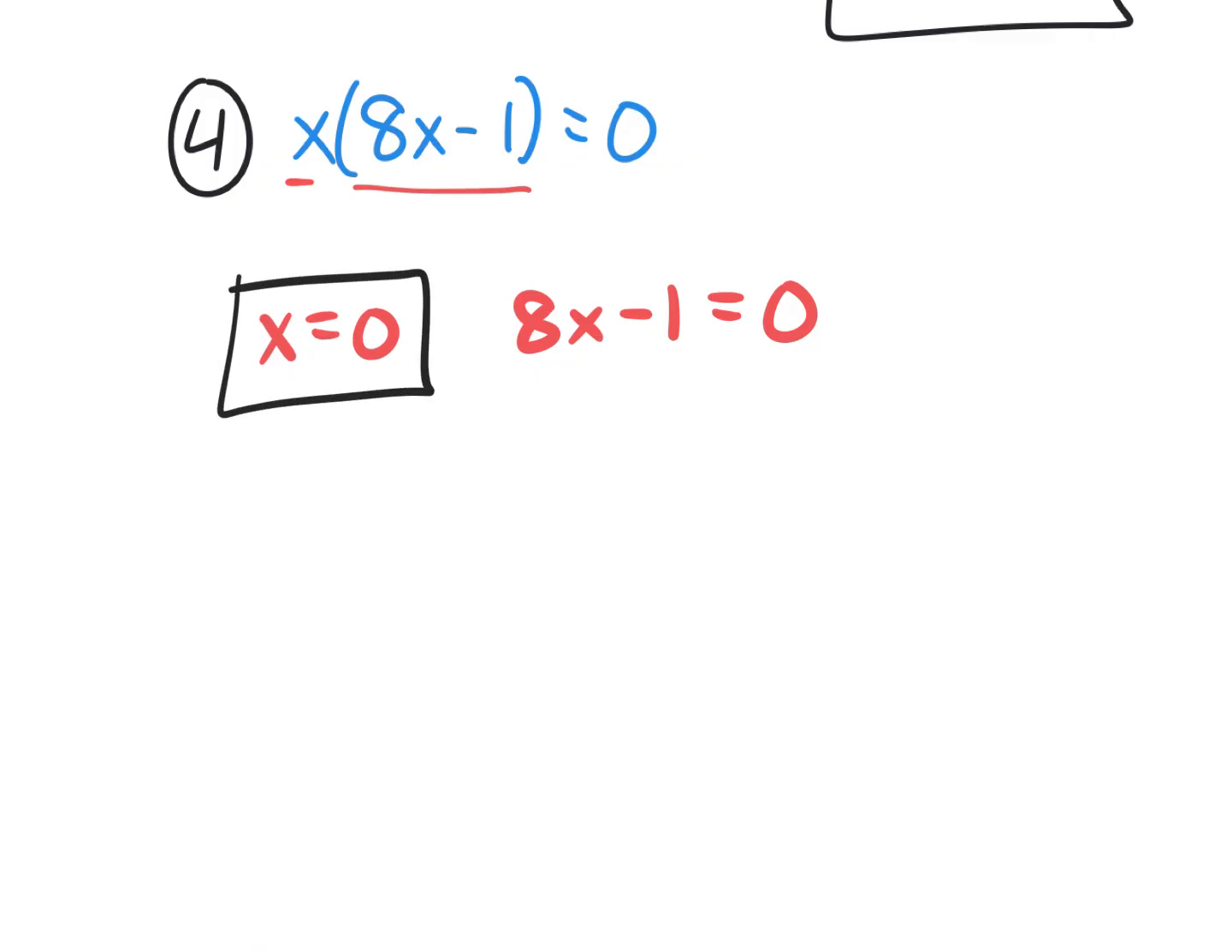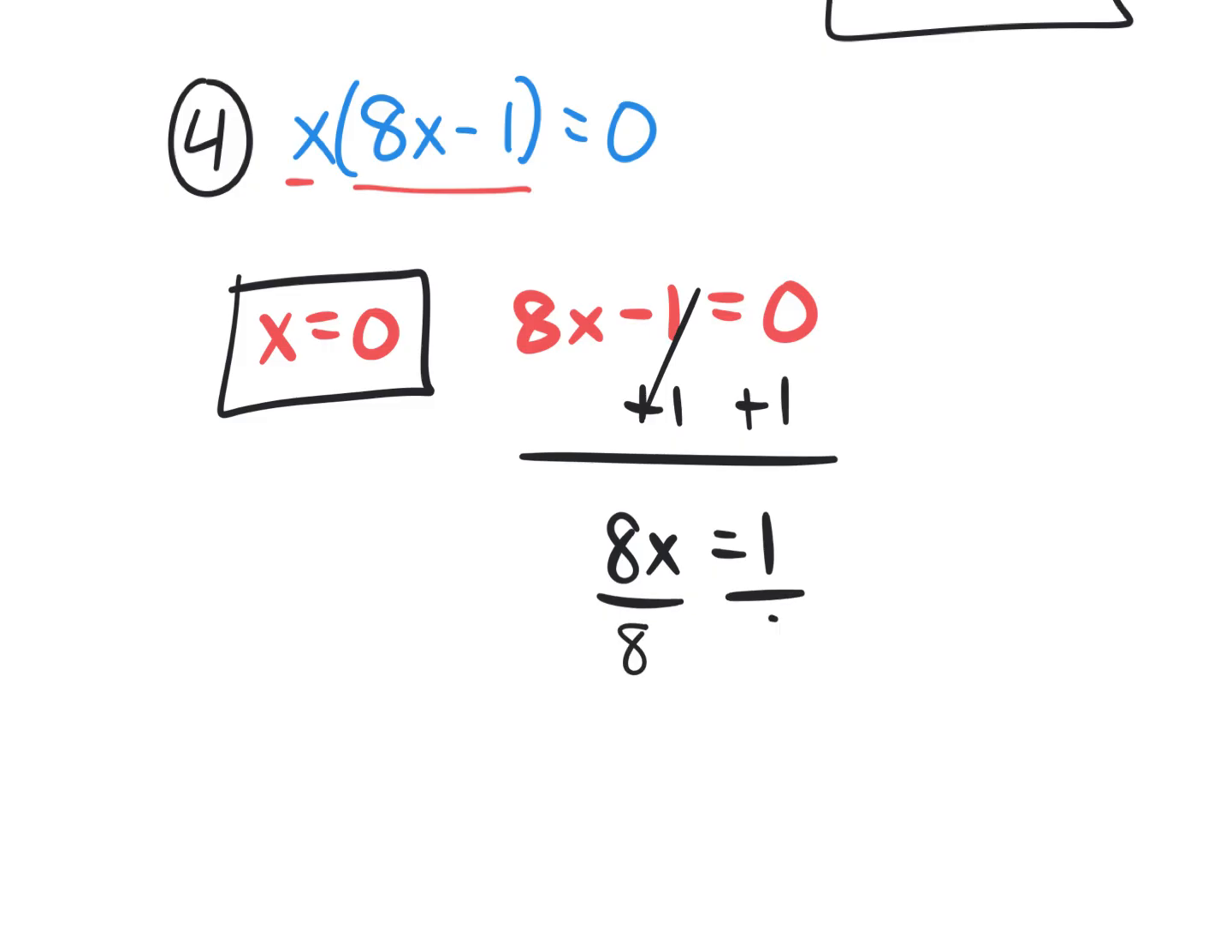From here, I can add 1. So I get 8x equals 1. What's my last step here? Divide by 8. We get x equals, careful, 1 over 8.